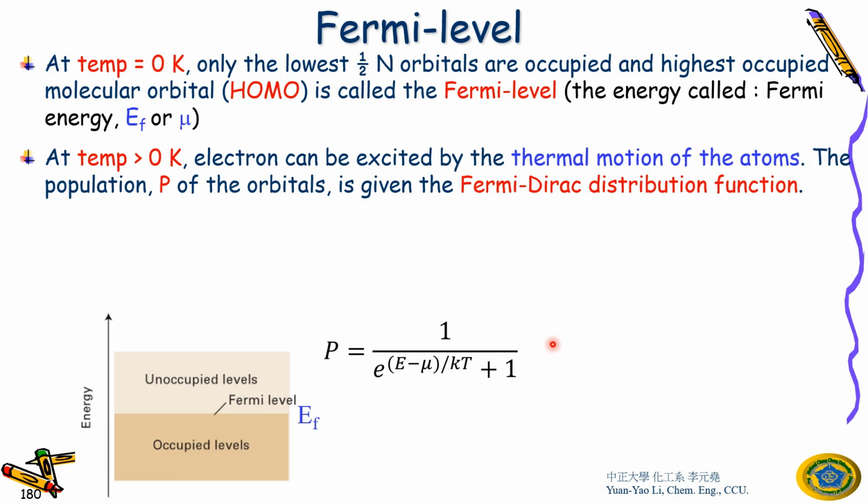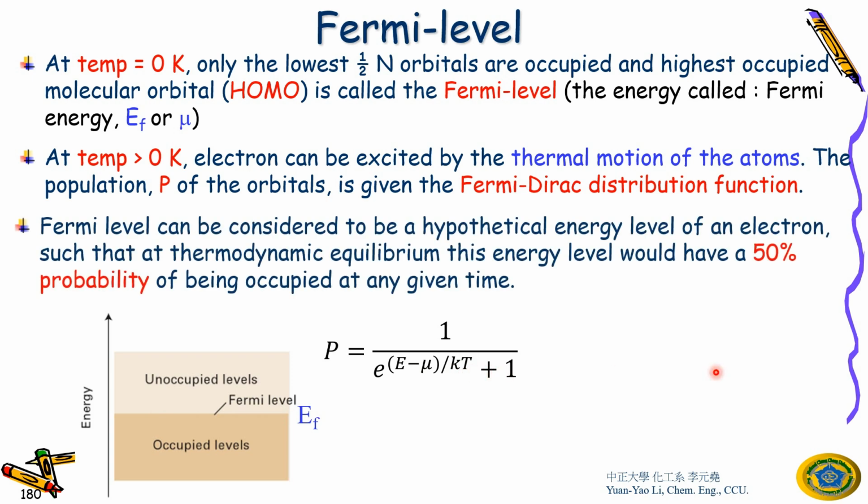Okay, I don't need you to remember these terms, but what you need to know is P is the population. E is an energy, U is the Fermi level energy. K is the Boltzmann constant. T is the temperature, plus 1. So by this, the Fermi level can be considered to be the hypothetical energy level at which you have about a 50% possibility to find the electrons.